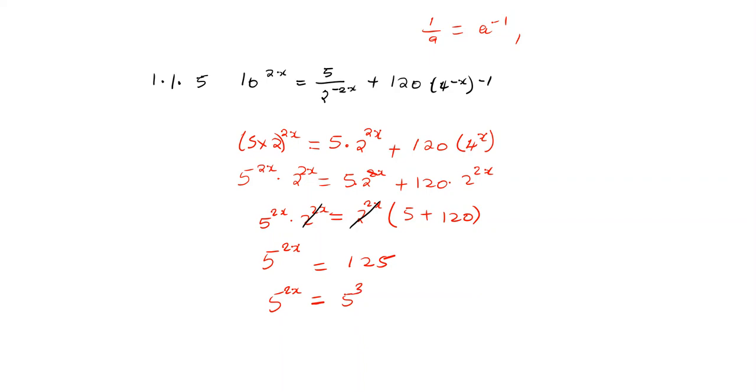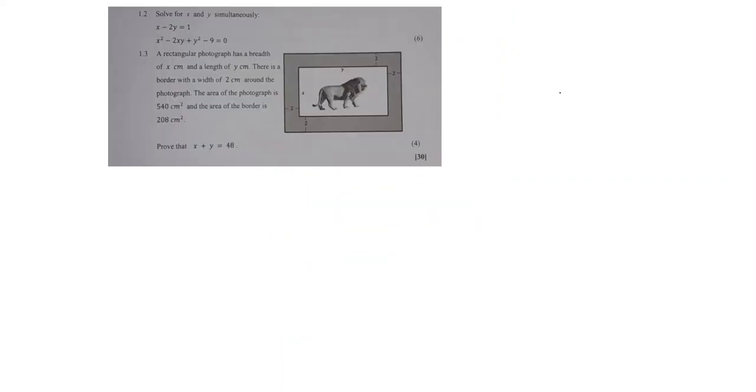Then we have the same base, so we'll drop the exponent. You'll have 2x equal to positive 3. So what is the value of x? It's just positive 3 divided by 2. Simple as that. So now we are done with that problem.